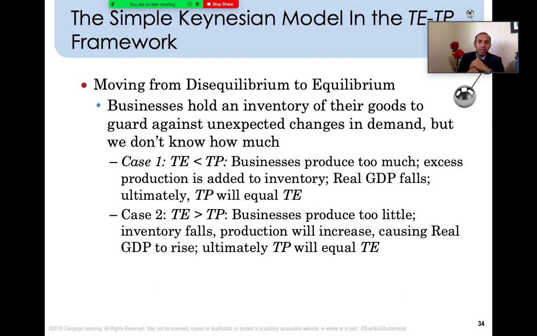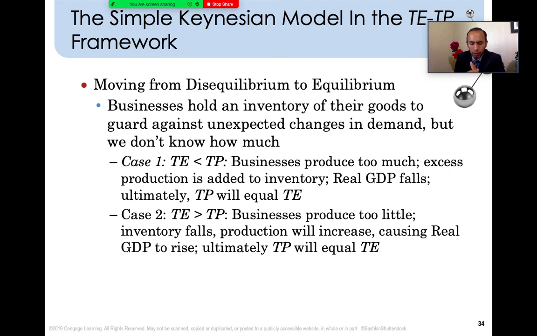To move from disequilibrium to equilibrium, different things need to happen. Businesses need to hold inventory to satisfy excess spending or excess demand. So sometimes consumers buy a lot of goods, and businesses have inventories and they decline those inventories to meet that demand. But in many cases, they don't know how much inventory they need to have, so they may overstock or understock the inventory against unexpected changes in demand.